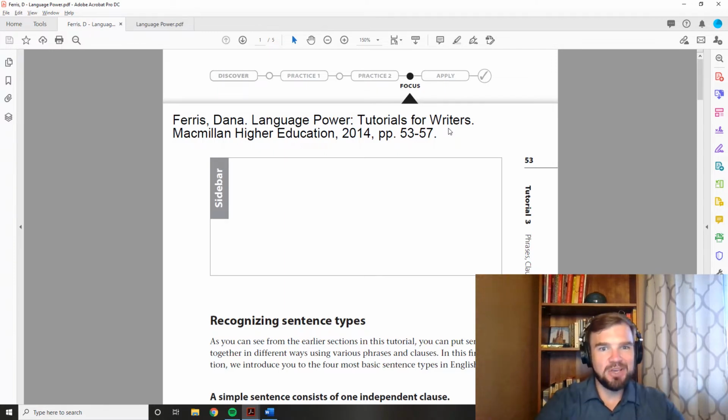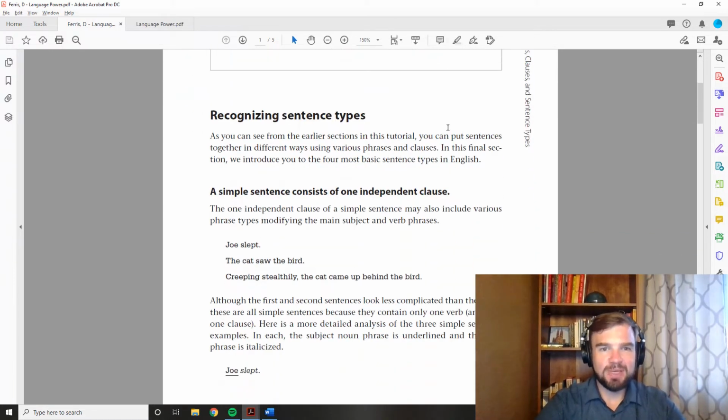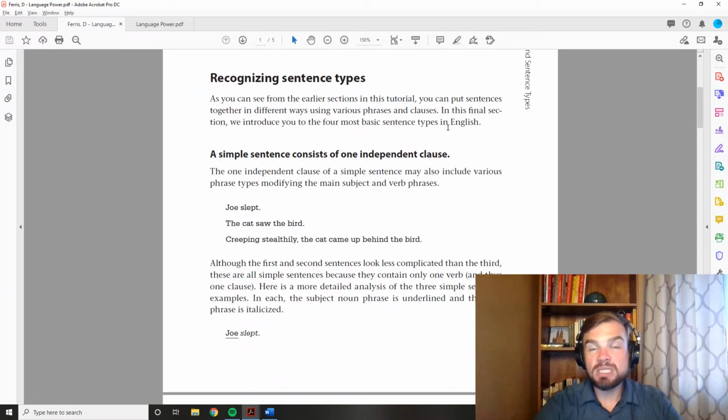All right, so let's get started. I'm just going to read through this for us together, and then I'm going to explain an idea if I think it would be helpful to give some more information. So I'm starting right here at recognizing sentence types.